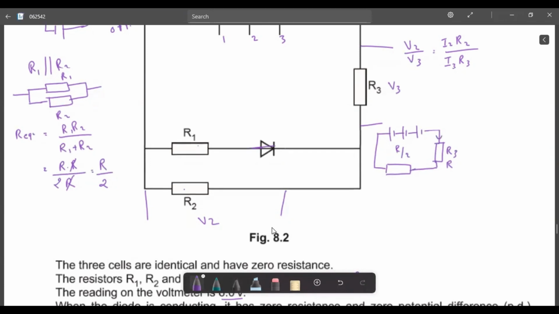That means the current flowing through I3 will be equal to I2. Same current, that is equal to I. Same current will be flowing in the circuit. So you can cancel this one; I and I will get cancelled. Instead of R2, this is actually R by 2, and R3 is R. So this R and R will get cancelled. We'll be getting 1 by 2. That is the ratio of V2 is to V3. Potential difference across V2 to V3 will be equal to 1 is to 2. This will be the answer.